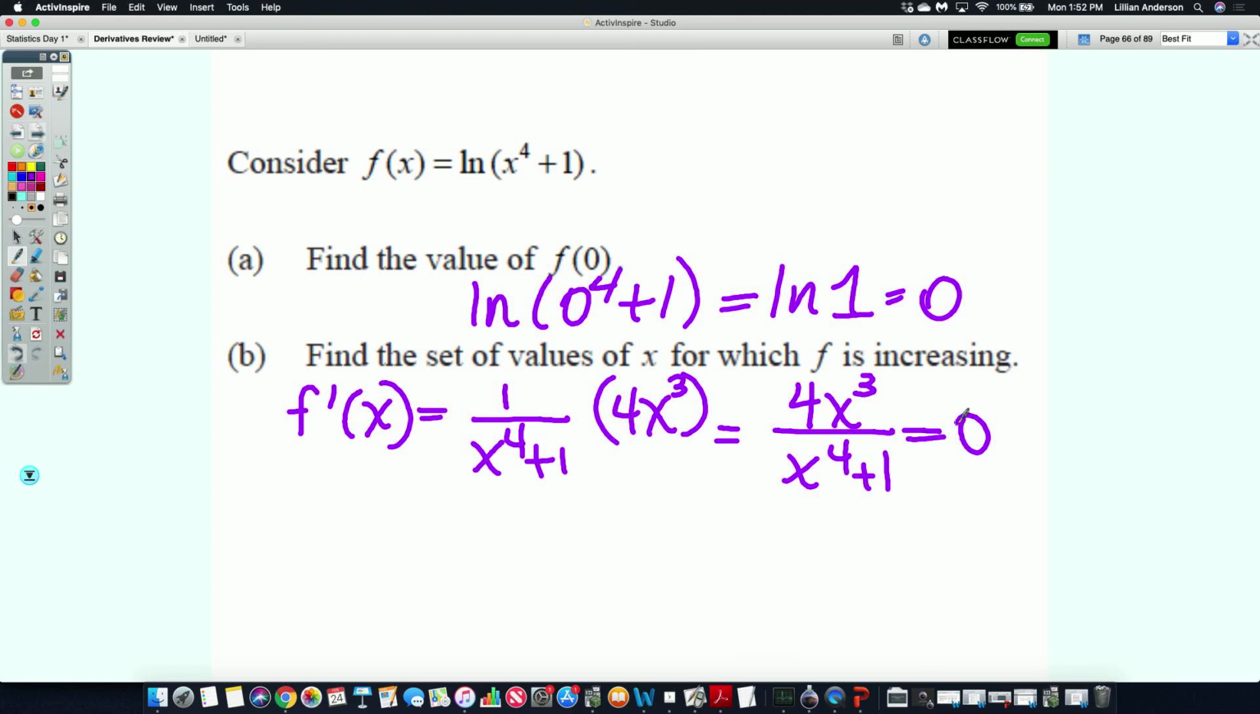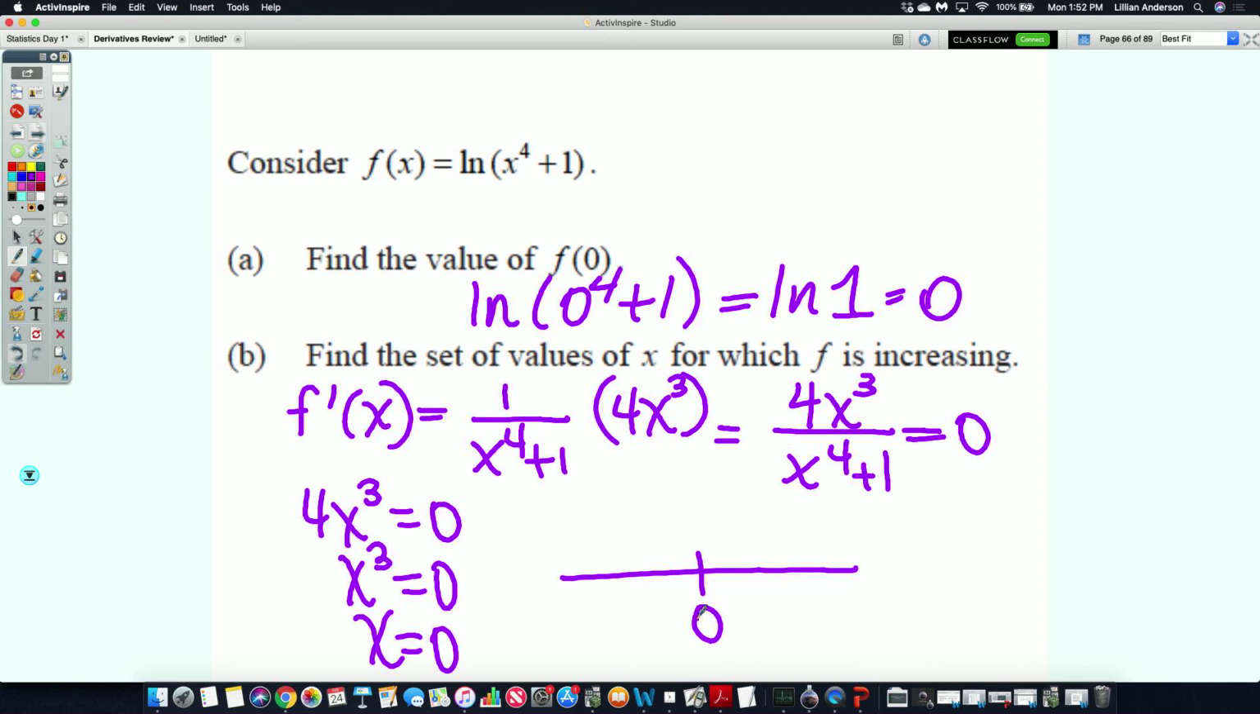I have to set this equal to 0. Now, because this turns into a rational function, remember when you set rational functions equal to 0, you're really only setting the numerator equal to 0. Very good. So then I divide by 4. Still 0. Take the cube root, so my critical point is 0. Okay? I make my number line.